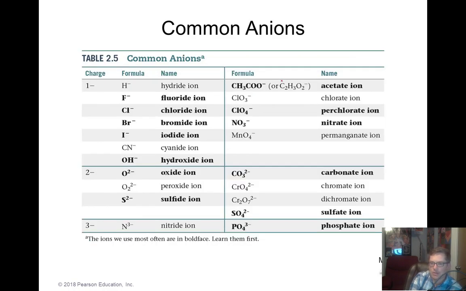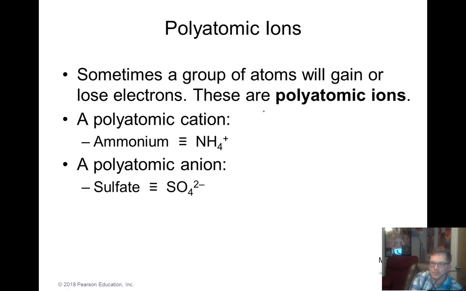All right, and here's your common anions. Notice there's way more polyatomic ions down in this list. The polyatomic ions, poly meaning many atoms. These are ions that are made of many atoms at a time. This is ammonium, NH4+, and this is sulfate, SO4 2-.